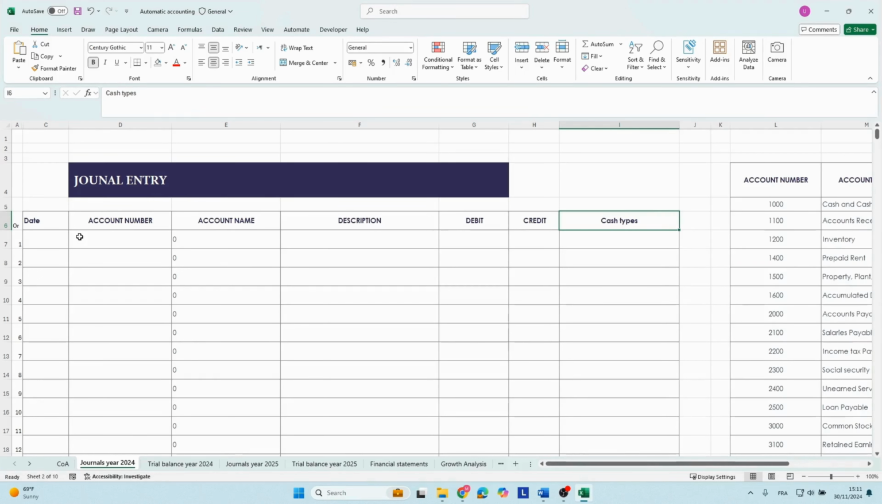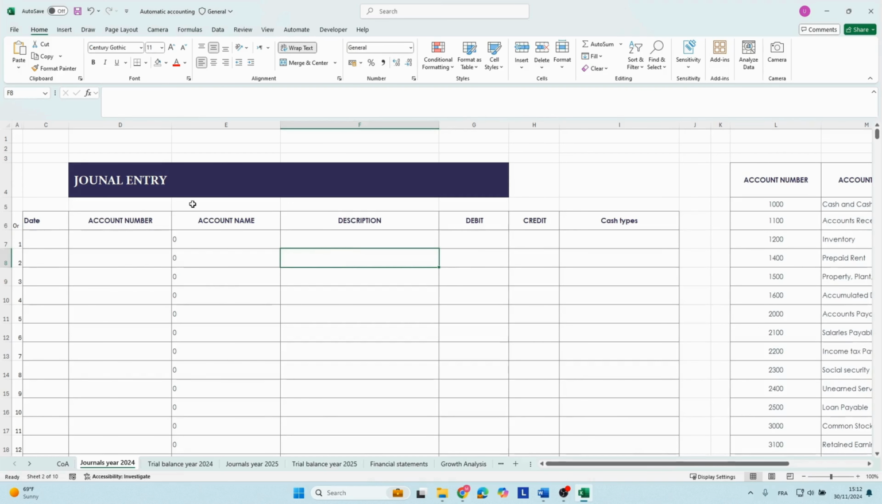Then we have the cash type. So we just speak about it, which is the different type. When we book a transaction, when we have cash movement, that means the account of cash is changed. So we give it to each account. And this will be automatically linked to the cash flow statement. We will see that later on.